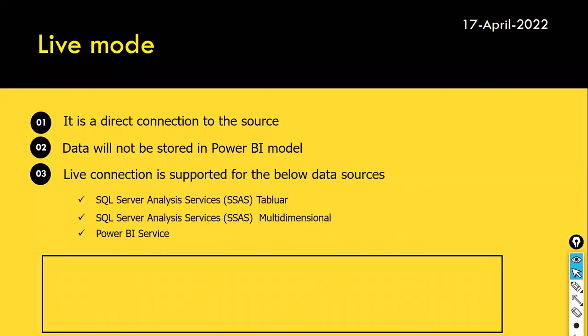The advantages are no size limitations here. Since you are directly connecting to the source, you don't have to worry about size limitations, and you can perform all kinds of DAX transformations. Unlike direct connectivity mode, here there are no limitations. You can use the majority of the DAX functions. And the downside of it is, no Power Query editor.